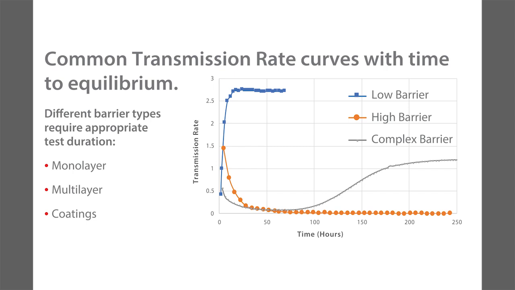So getting back to what the transmission rate curves look like, I just talked about this outgassing curve and how it can come down and be very, very low and run for a long time. This is hours. This here is nearly 250 hours. It's 10 days running one test. These high transmitters can be really quick. They can be a matter of hours.